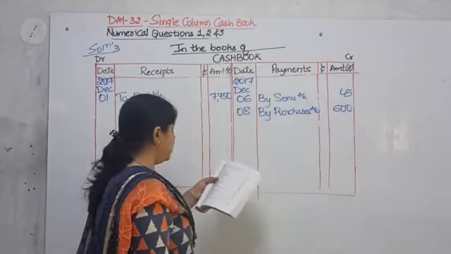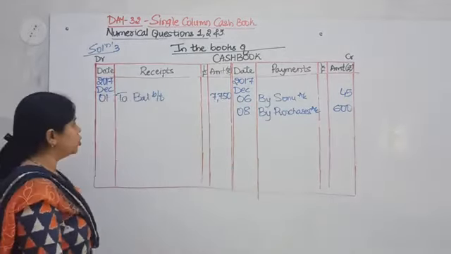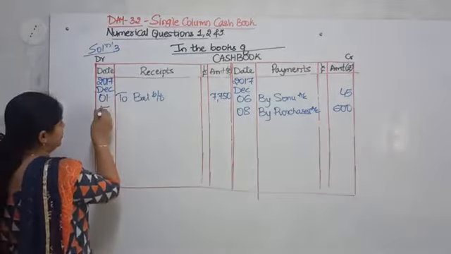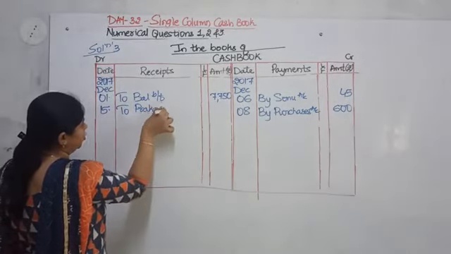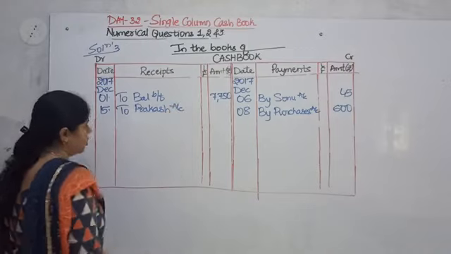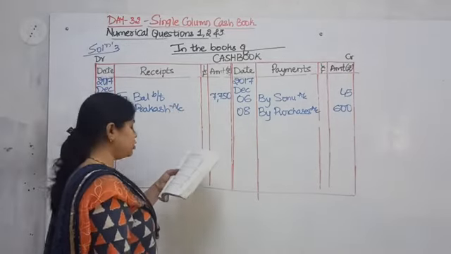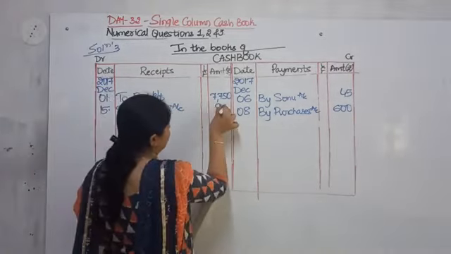Next, received cash from Prakash. So received means it will come on the receipt side. Who is the giver? Prakash is giver. So to Prakash account. Okay. And how much is the amount? See, amount is equal to 960.